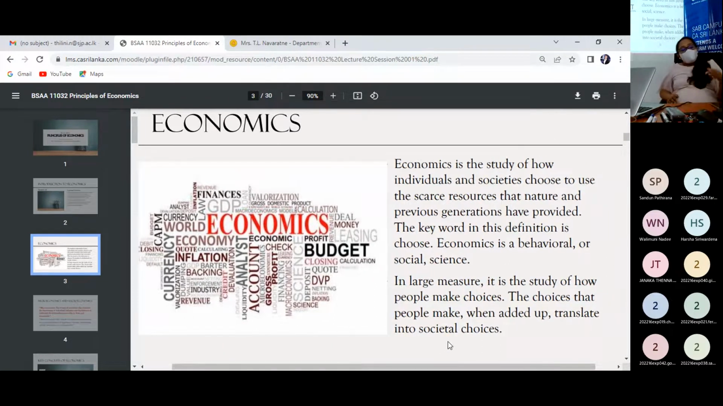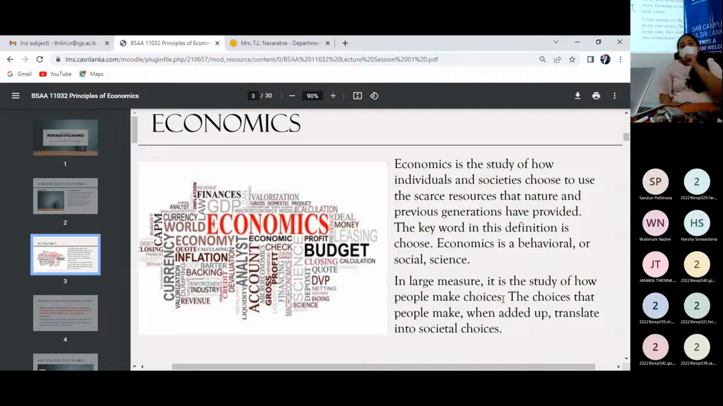So we say economics is the study of how individuals and societies choose to use scarce resources that nature and the previous generations have provided. Right? Who provides these resources to us? Mother Nature gives us certain resources. Then the previous generation, man-made resources, we are given, to our hand. Right?